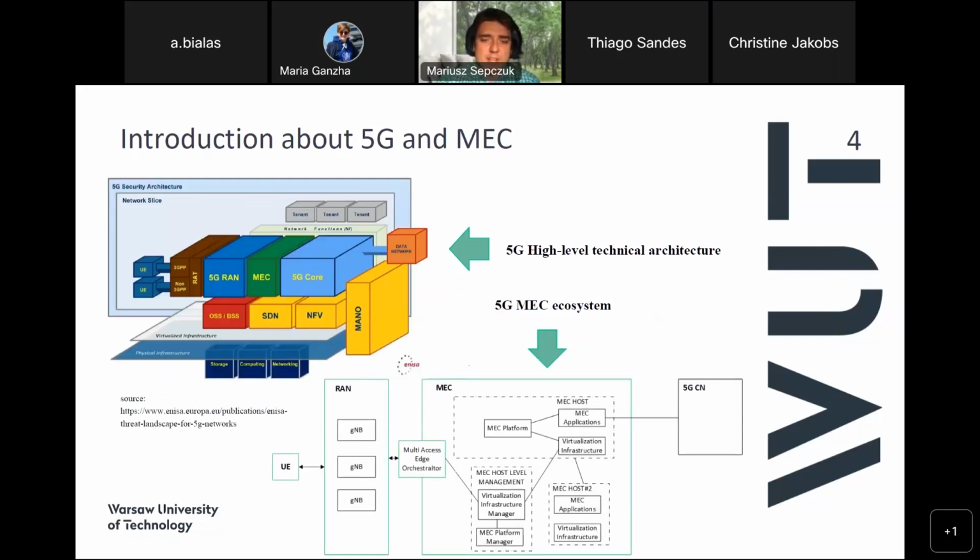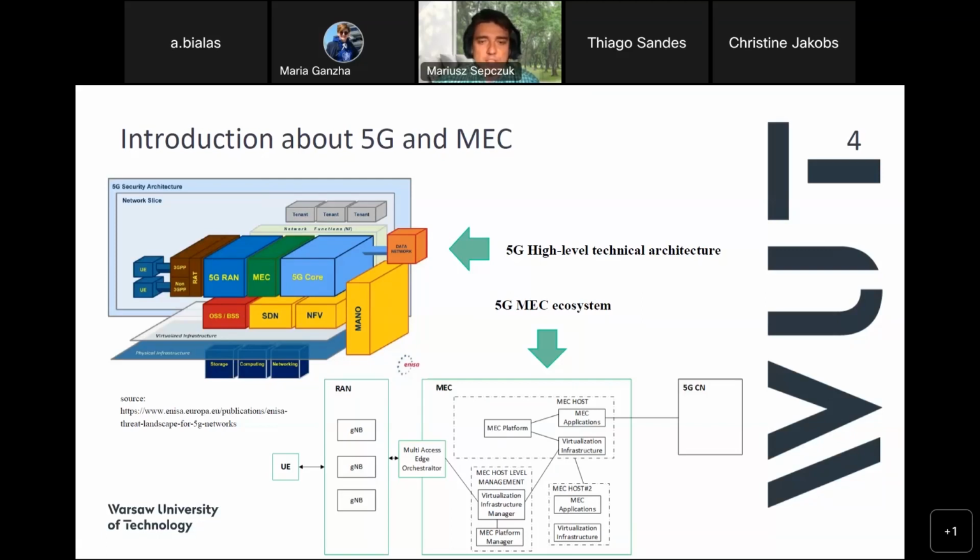As we can see on the slide, the left picture shows the location of MEC in the 5G architecture, and this picture comes from the NSA document. According to the NSA, the MEC concept supplements the NFV-based network function with applications running at the edge of the network. And what is even more important, MEC is based on virtualized resources which are connected with the radio access network.